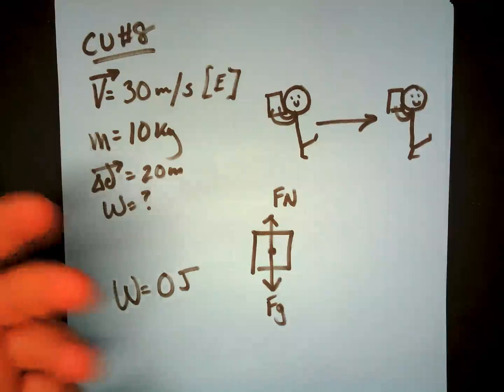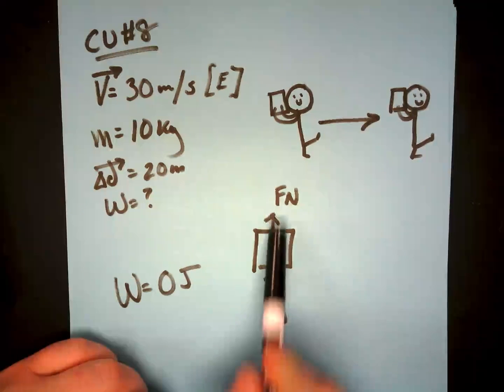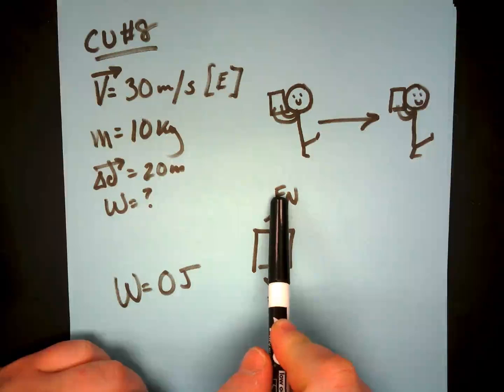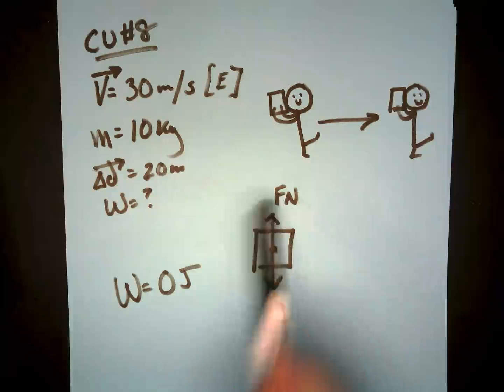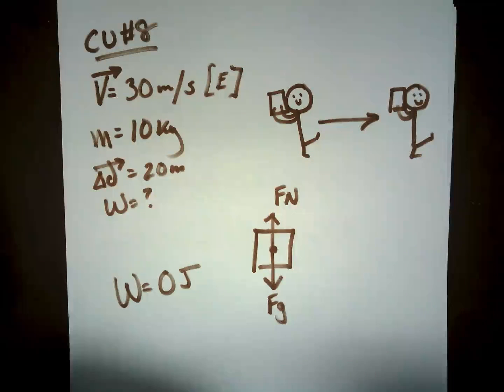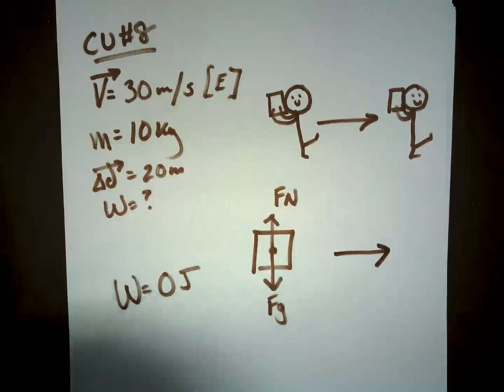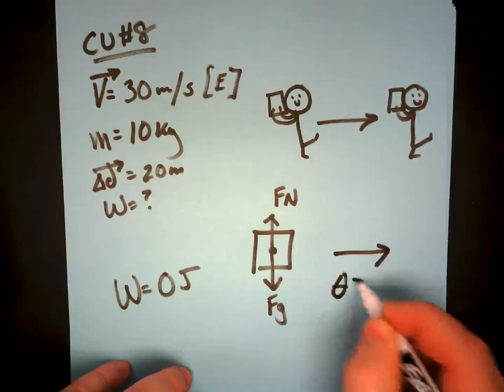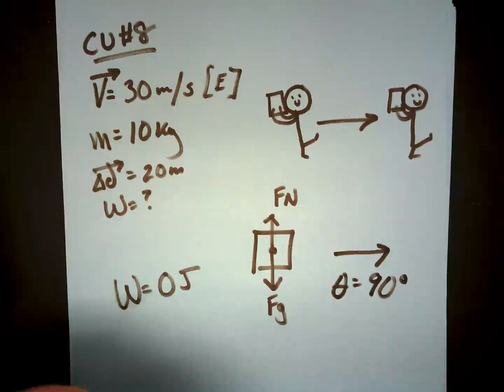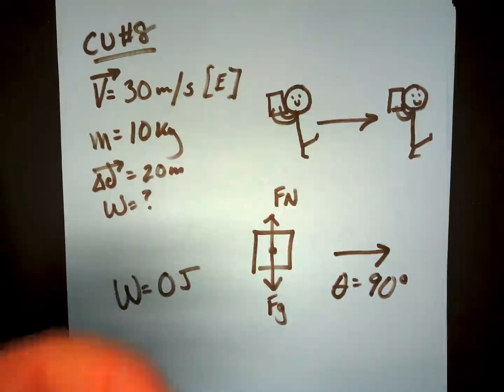So if the force is being applied in the vertical, but then the distance traveled is on the horizontal, in other words, your theta for the most part is 90 degrees, you have 0 work done.